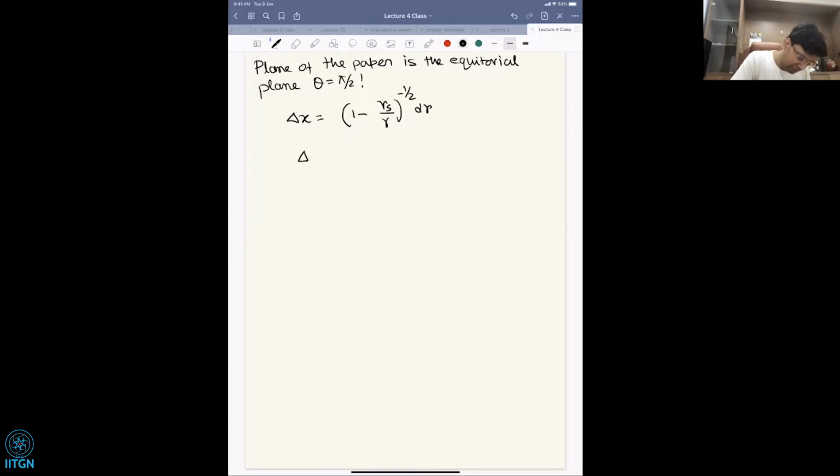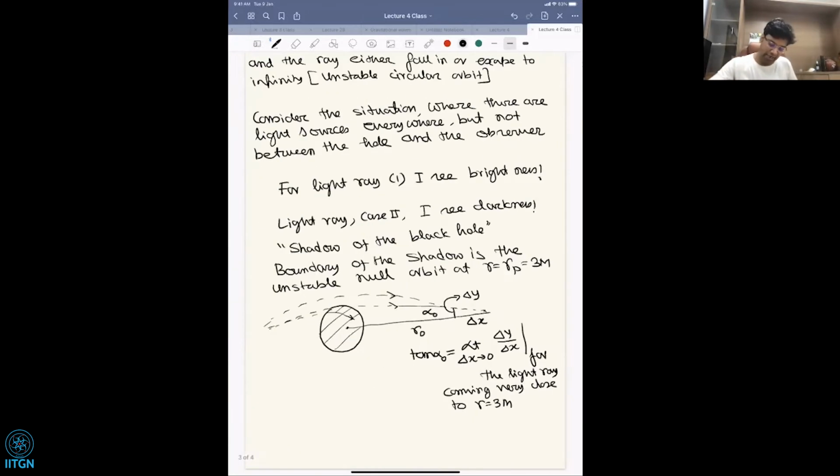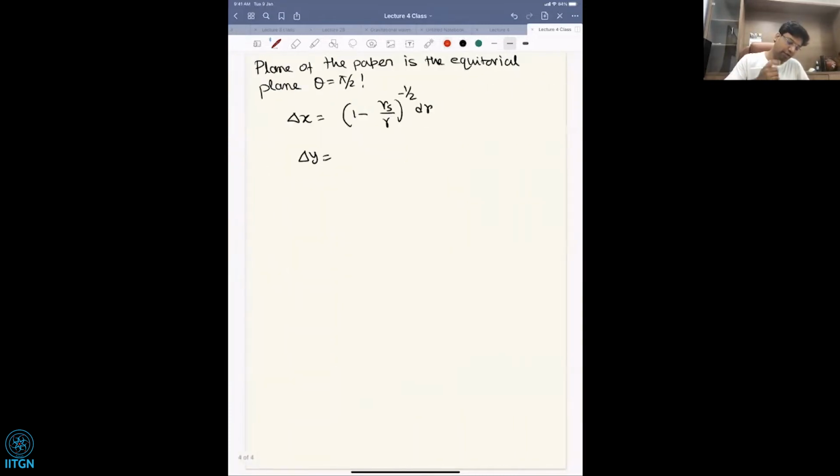What is delta y? We have to be a little careful. Remember that I told you this is the theta equal to pi by 2 plane. Any angle, if I move along this direction, is a phi angle. So r naught is the distance. How do I calculate delta y? Let's say this is delta y. If this distance is some r, then delta y will be r d phi.